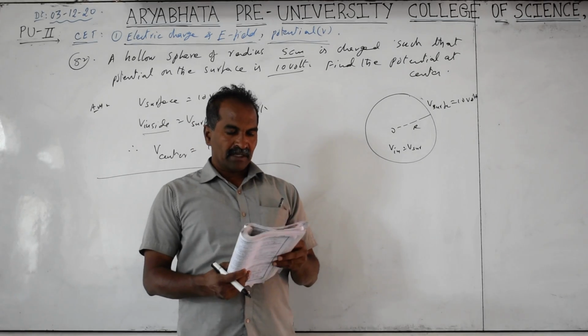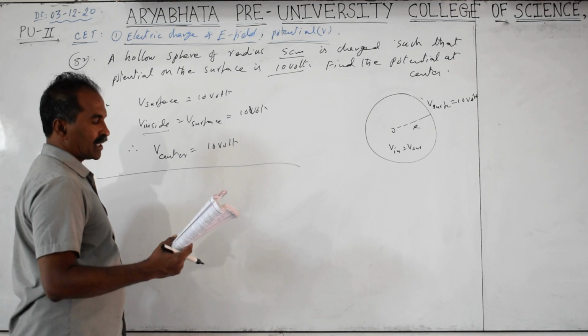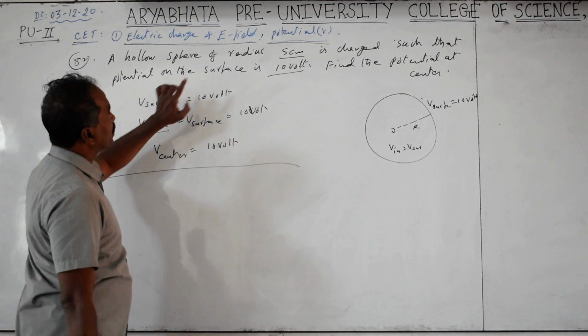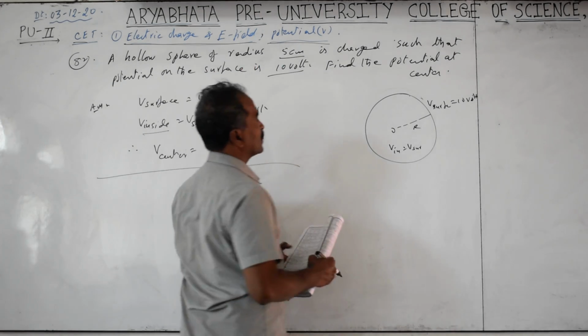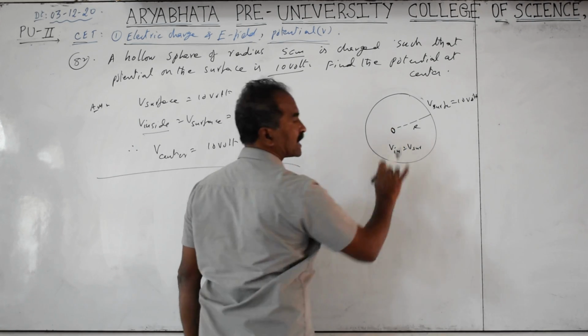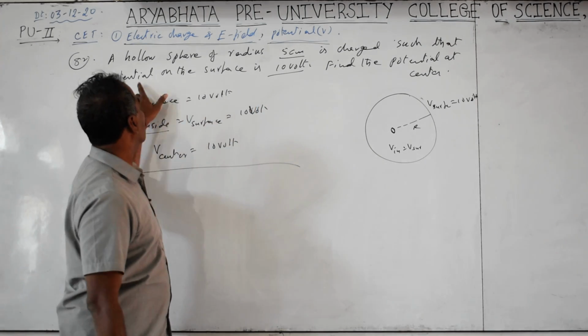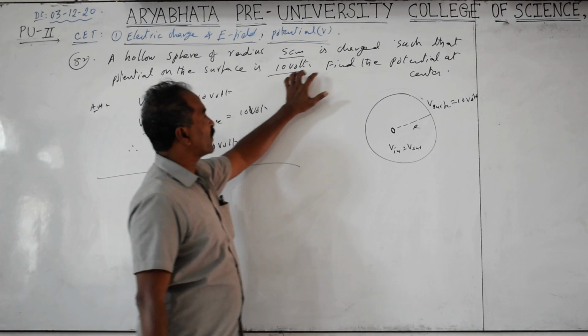The next problem in the CET part is question number 82. A hollow sphere of radius 5 centimeters, and whether it is hollow or solid, the final formula's result is the same. Inside surface 5 centimeters is charged such that potential on the surface is 10 volts. Find the potential at the center.